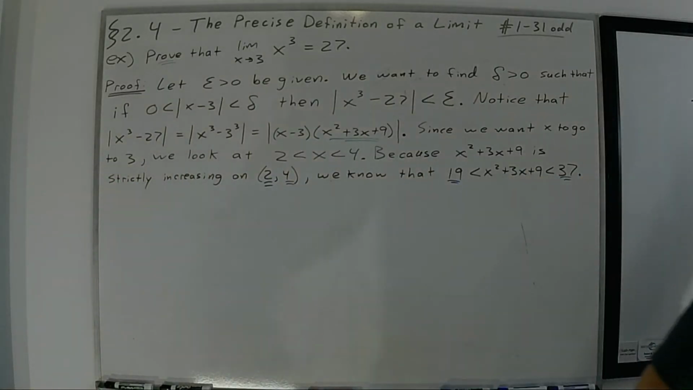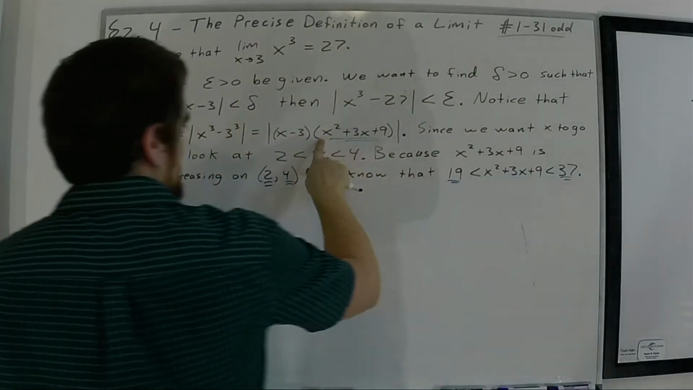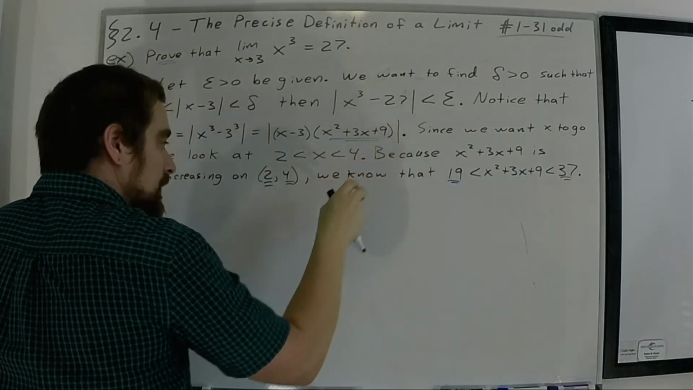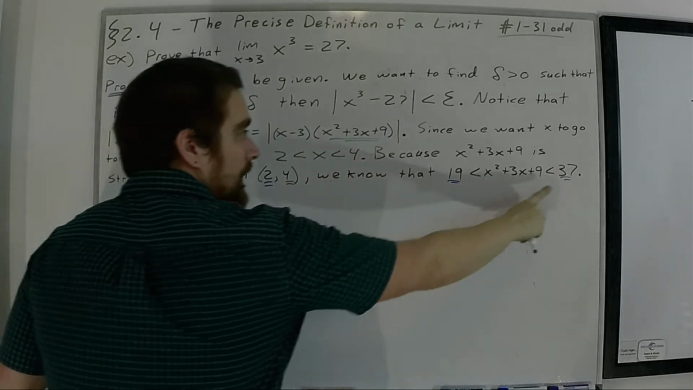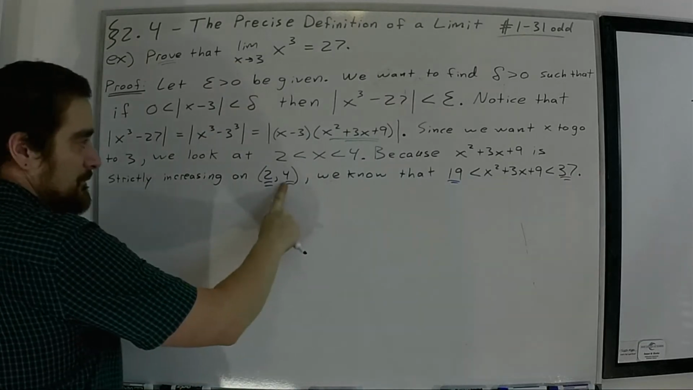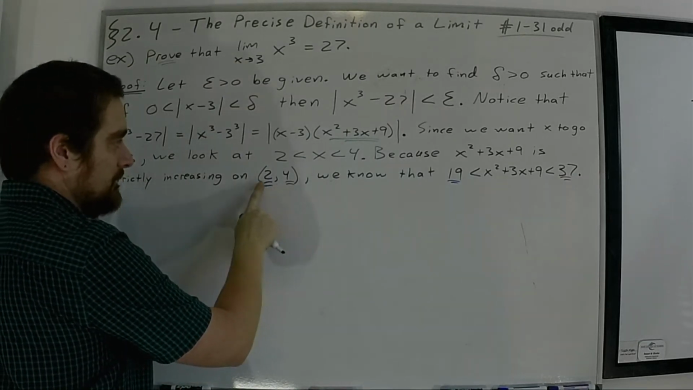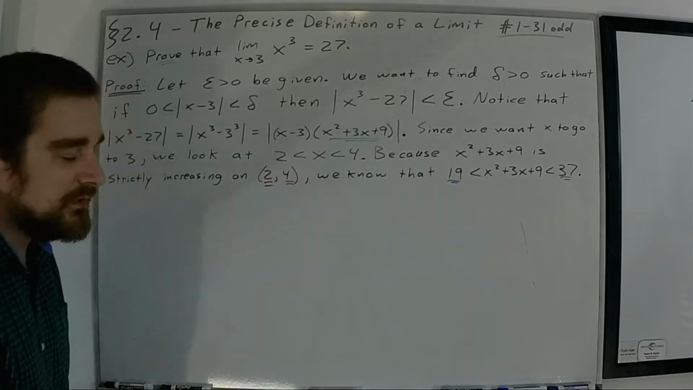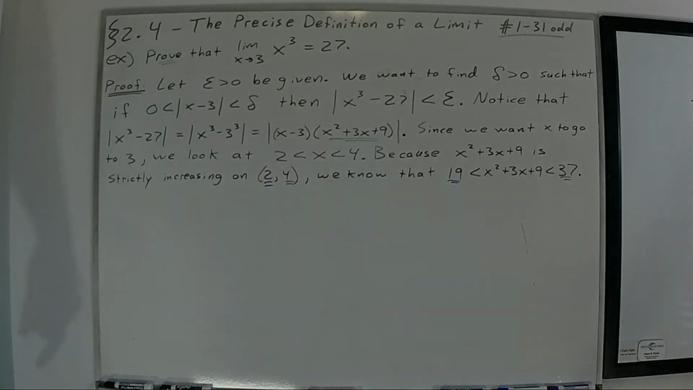So what that tells us is that this piece, x squared plus 3x plus 9, as I look close to 3, will stay less than 37. That gives me plenty of wiggle room to play with. I could pick an even smaller interval, like 2.5 to 3.5, but I just didn't want to fight with fractions or decimals, so sticking with whole numbers makes it a little easier.